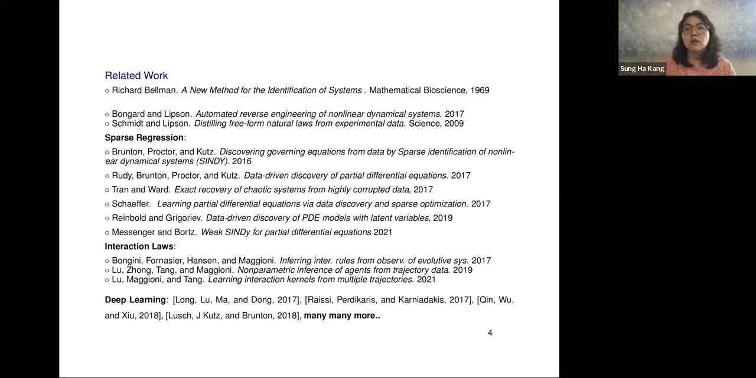I will mostly focus on ODE and PDE, but identifying the equation can also be understood as an agent-based approach. This interaction law shows how the agent-based interaction works. This is the type of work that looks for these kinds of interaction laws. And also there are some machine learning type approaches for finding PDE. There are many, many more.